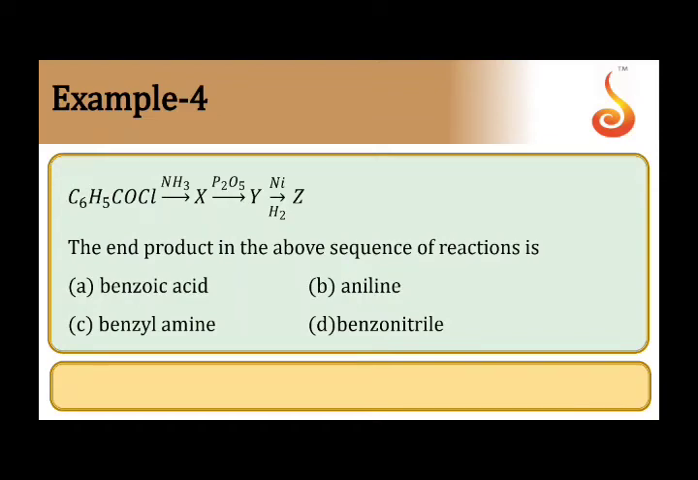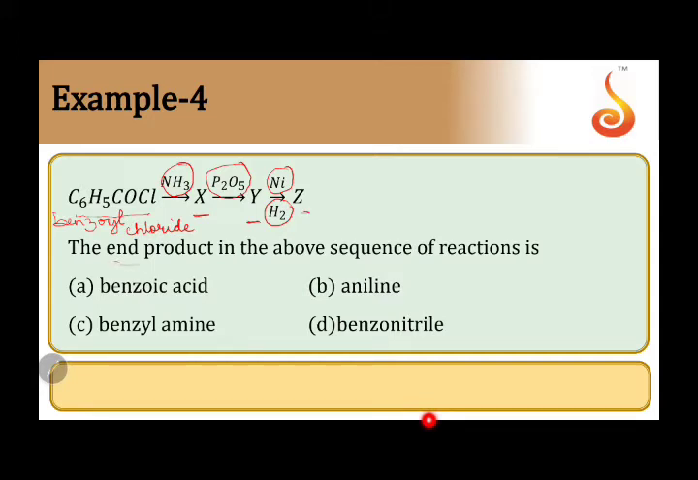Example 4, C6H5COCl, that is benzoyl chloride, on reaction with ammonia gives a compound X. On reaction with P2O5, phosphorus pentoxide, gives compound Y. On reduction with nickel and hydrogen, addition of hydrogen meaning reduction reaction, gives us compound Z.